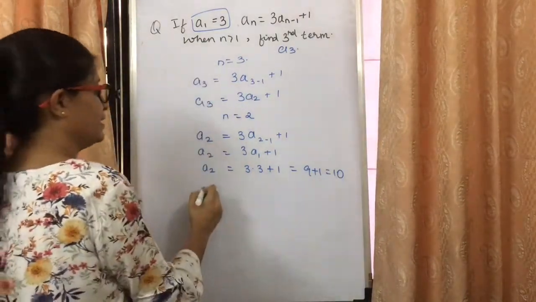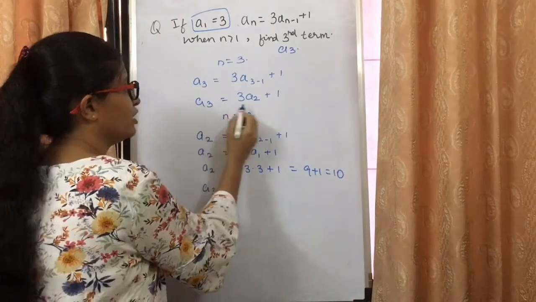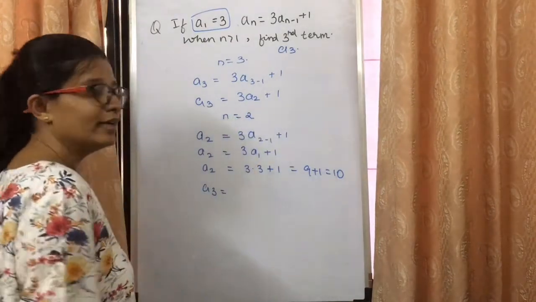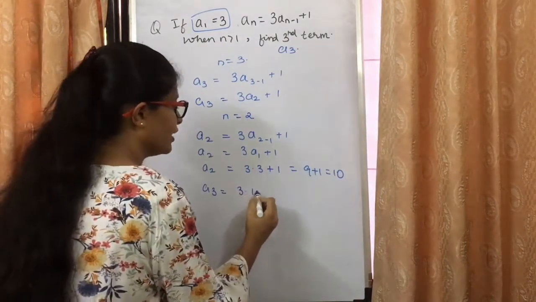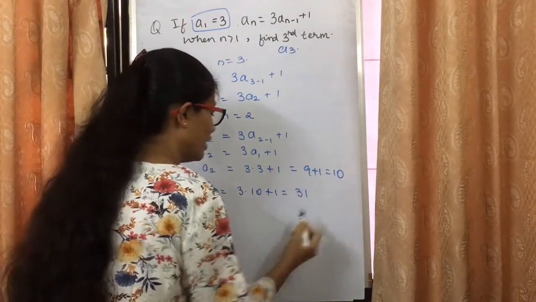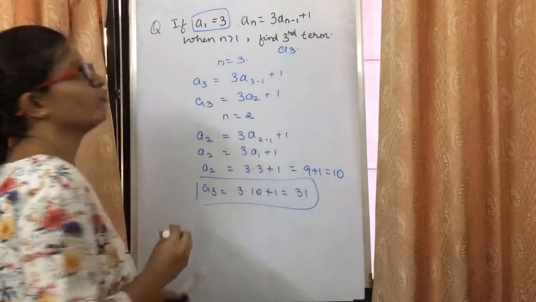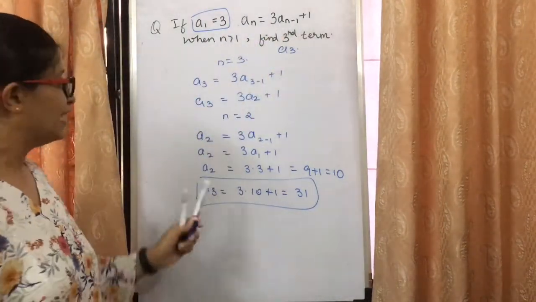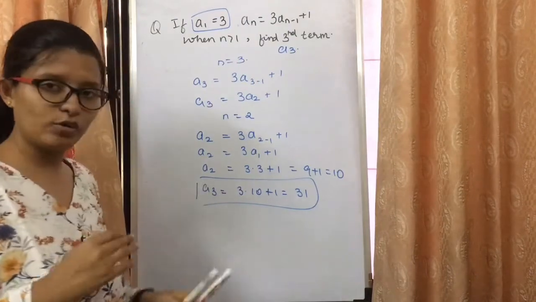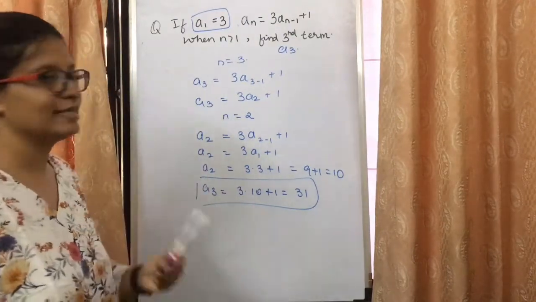So let's see the third term of the series. Now for the third term, we know the value of A2 is 10. Can I put this value of 10 here? So I will get 3 into 10 plus 1. That is 31, the third term of the given series. Along with this, you can also find A4, A5, A6.